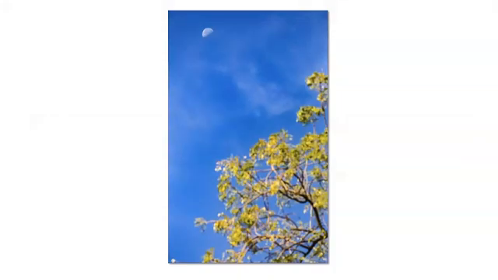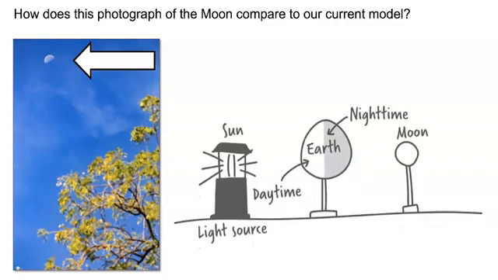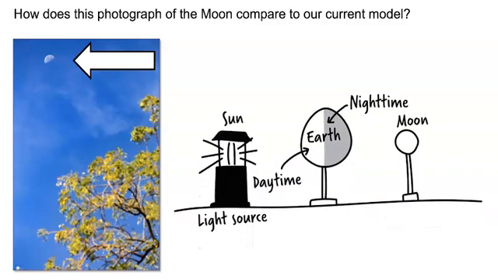Now let's look at this photograph of the moon again. What do you notice? Do you notice that this picture was taken during the daytime? So do I. The moon is also a different shape than the moon in our model. How does this photograph of the moon compare to our current model? Well, the photograph shows the moon visible during daytime, but our model shows the moon on the nighttime side of Earth.